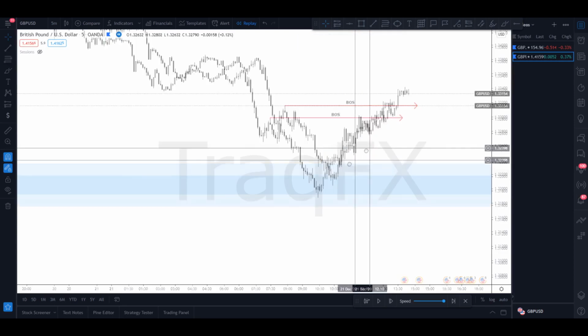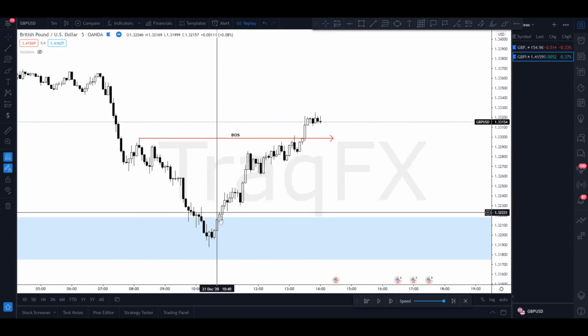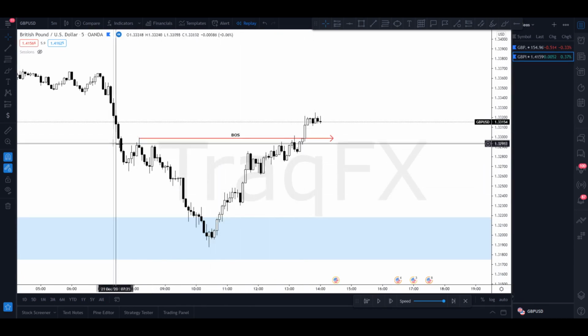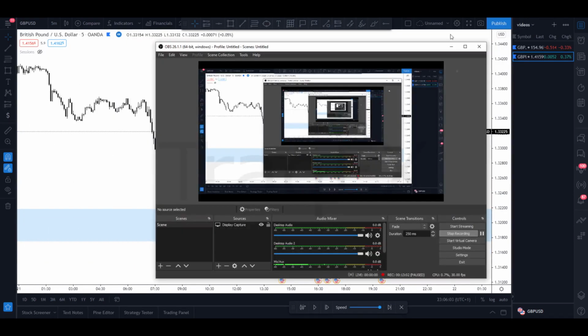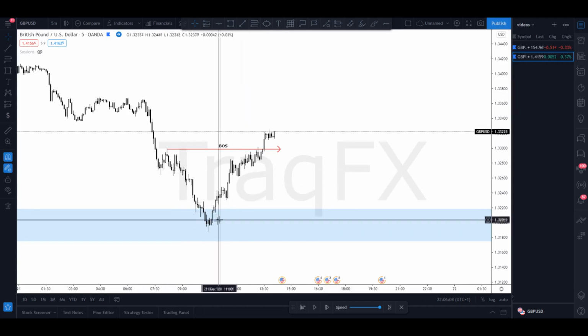So my rule of thumb is, you want to find that expansion that led to the break of structure. By expansion, I just mean that major move up on the smaller time frames that broke that small little bearish structure that was forming. Sorry about that. So now we have that confirmation that price tapped into our area of interest number 1.